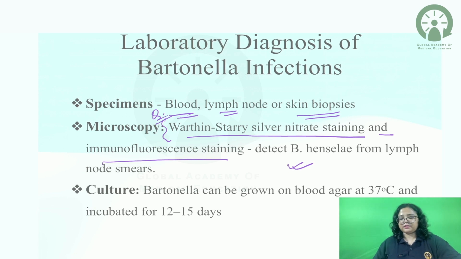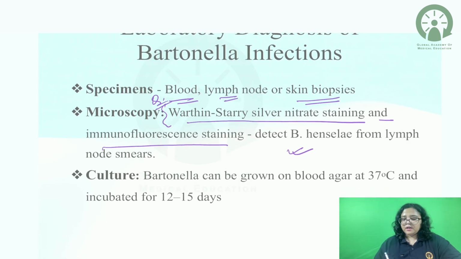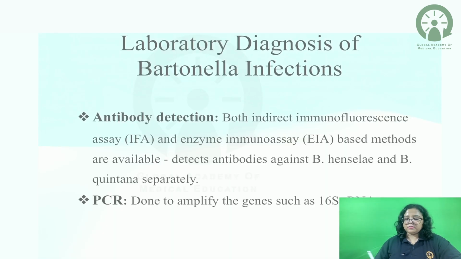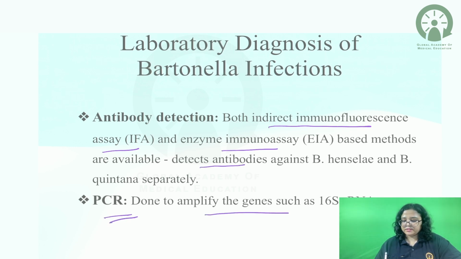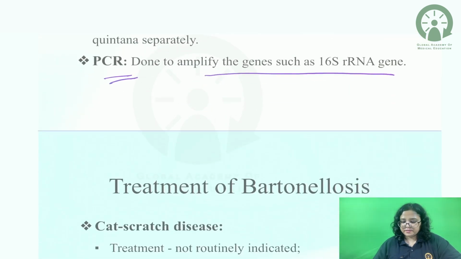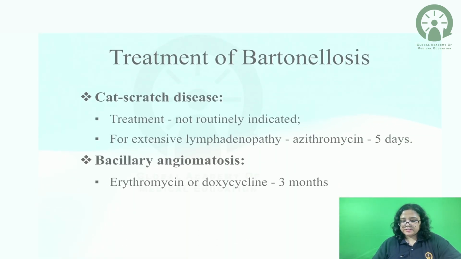They are very fastidious, cannot be grown in cell-free culture media. But Bartonella can be grown in blood agar at 37 degrees Celsius, but with a prolonged incubation period of 12 to 15 days. Antibody detection can be done by indirect immunofluorescence assay and enzyme immunoassay. PCR can also be used to amplify the genes against 16S rRNA. Treatment: cat scratch disease. For extensive lymphadenopathy, we can give azithromycin. For bacillary angiomatosis, erythromycin or doxycycline for a period of 3 months.